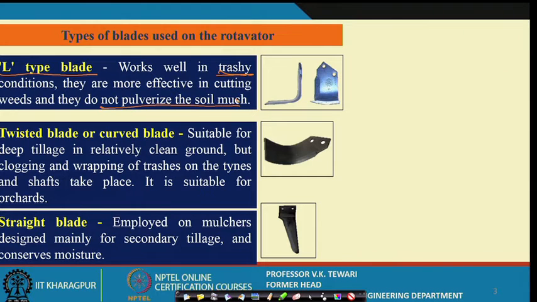It does not pulverize, but when your trash etc. are there, this type of blade, the L-shaped blade, will cut it and put those things on the field and virtually try to conserve the moisture of the field. The next one is the twisted blade or curved blade type. This is suitable for deep tillage, relatively clean ground, or maybe in the orchards or so. But it has a problem.